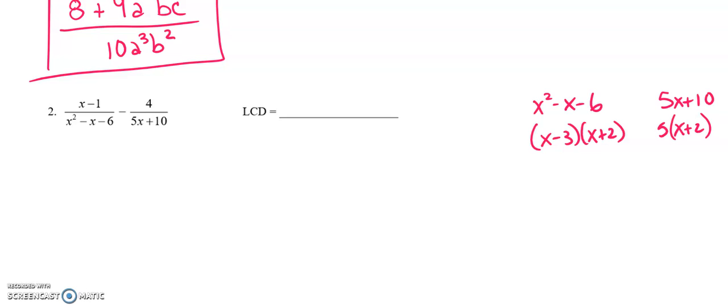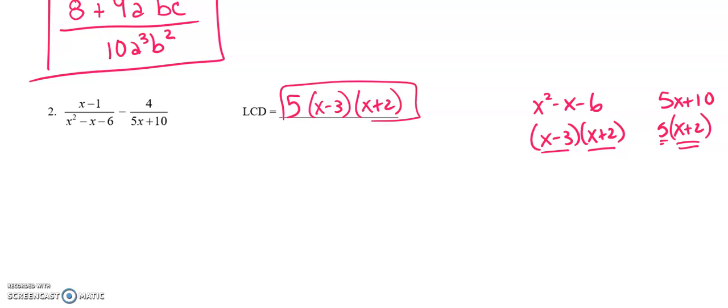So for my LCD, I'll need the x minus 3. I'll need the x plus 2. Then look at the second one. I'm going to need the 5. Put that out front. And I need an x plus 2, but I already have an x plus 2, so I don't have to list it a second time. So this will be my common denominator.